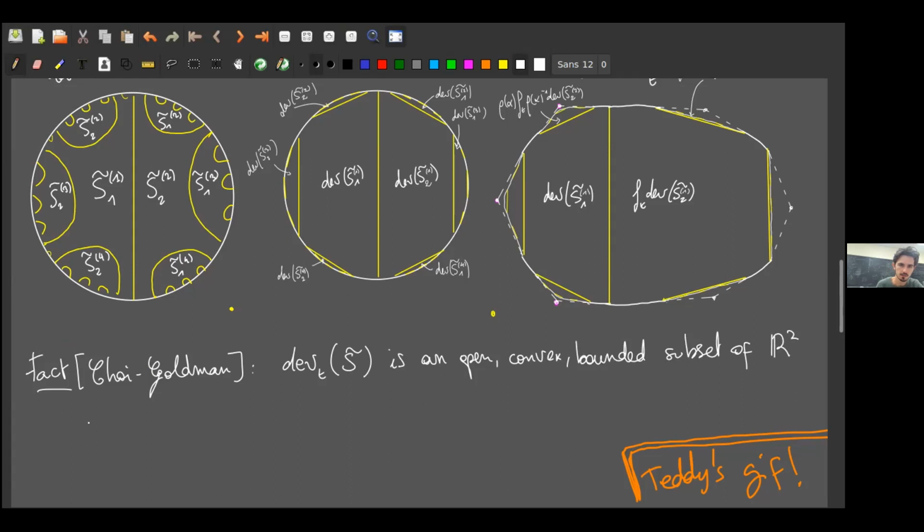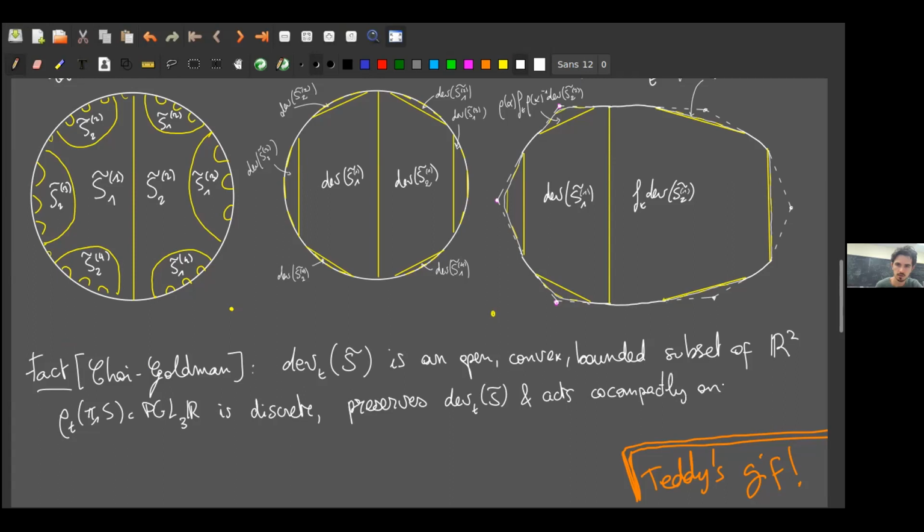And the new holonomy is a discrete subgroup of PGL3R. It preserves, of course, the convex subset above and acts properly discontinuously and co-compactly on it. And we say that it divides it.